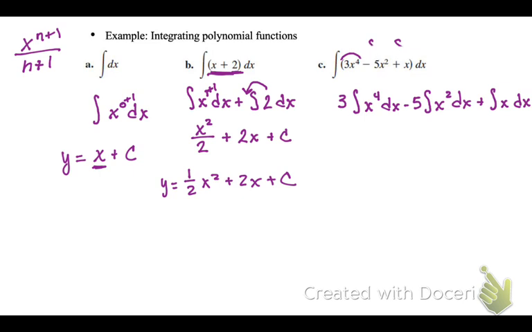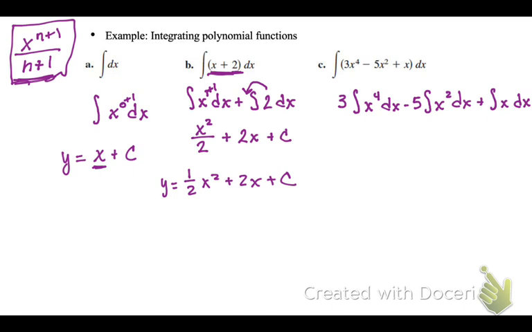Before we go on, I want to make sure everybody understands what we just did. Where'd the 3 come from? You took it up front. It's the coefficient of x to the 4th, correct? Where'd the negative 5 come from? Coefficient of x squared. And the last one, I didn't bring anything because the coefficient is 1. By doing that, it allows me to use the basic power rule without stretching my brain too far.